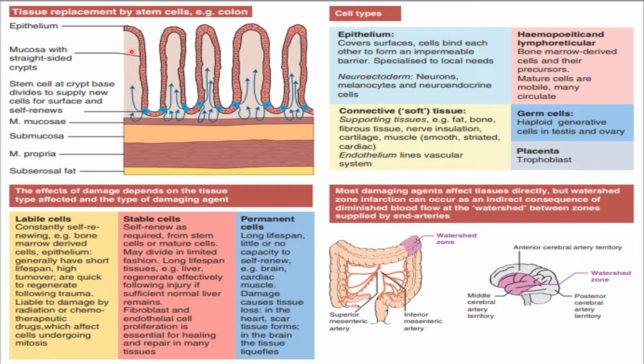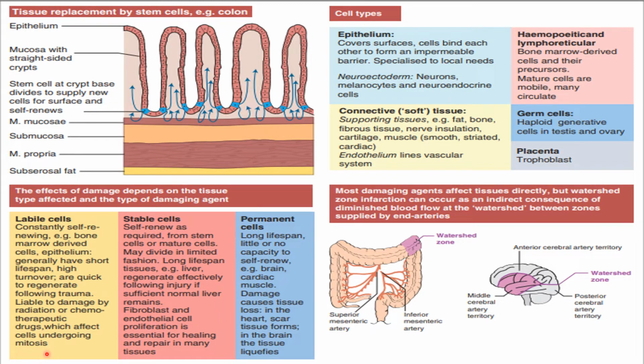Tissues are replaced by stem cells. As you can see in the diagram, the first layer shows the epithelium layer of tissues. Under it is mucosa with straight-sided crypts. Stem cell at crypt base divides to supply new cells for the surface, which will renew. Here you can see in the diagram, the blue cells are the self-renewing cells.